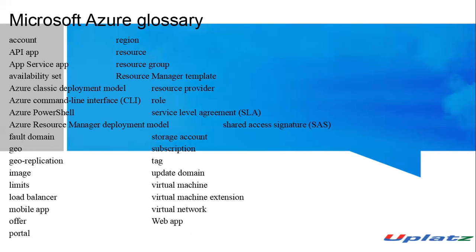Then we have Geo. It's a defined boundary for data residency that typically contains two or more regions. The boundaries may be within or beyond national borders and are influenced by tax regulation. Every geo has at least one region. Examples of geos are Asia Pacific and Japan. They're also called geography.